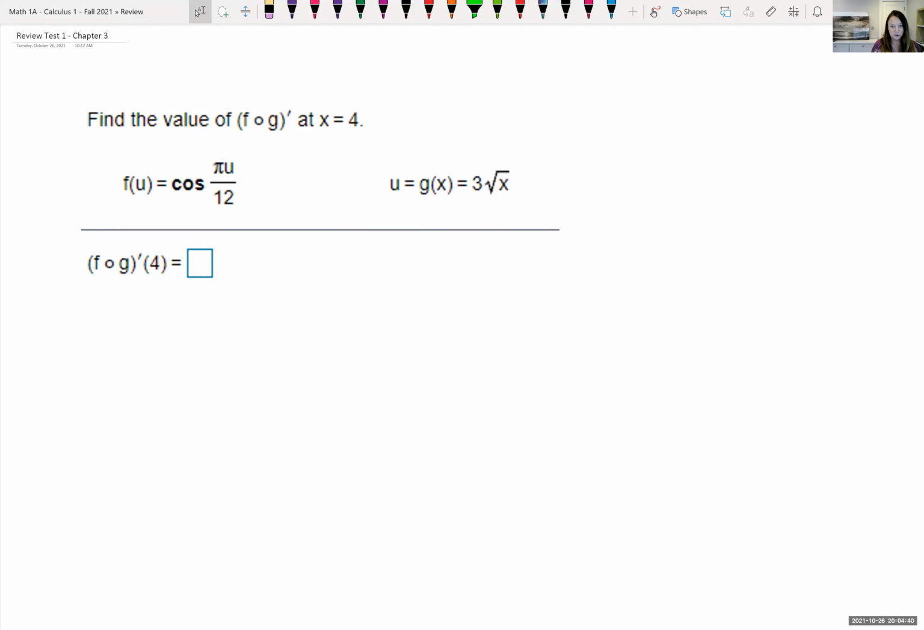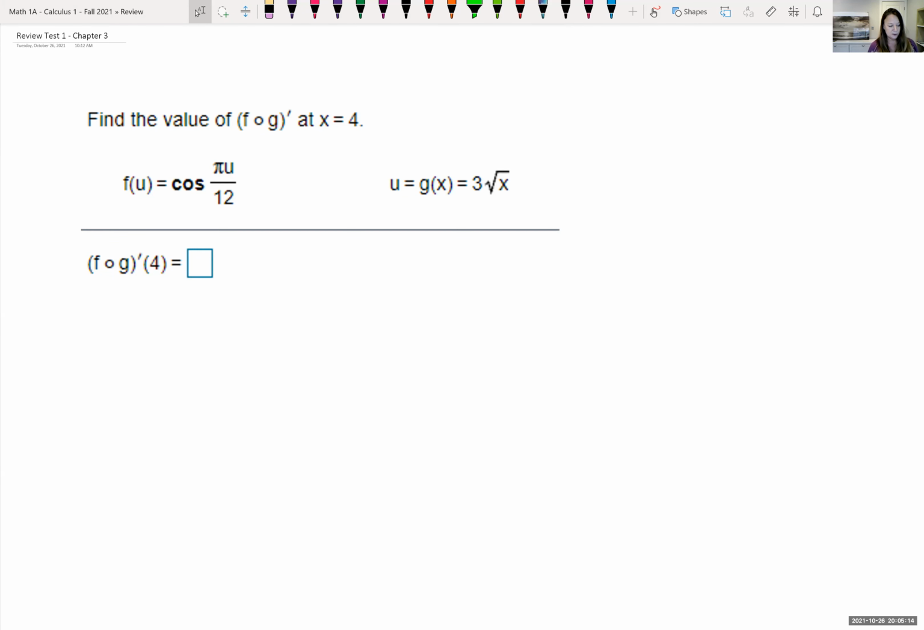So in today's class, we're practicing and reviewing for your first exam coming up this week, 2 parts. And we're studying right now for the second part, which is on our chapter 3 material, finding derivatives and the different techniques or tools that we learned to take derivatives. And so right here we have: find the value of (f∘g)', the derivative of that composition of functions, at x equals 4.